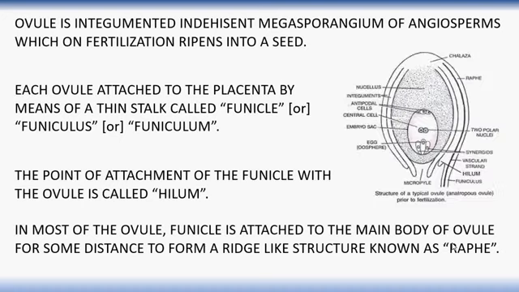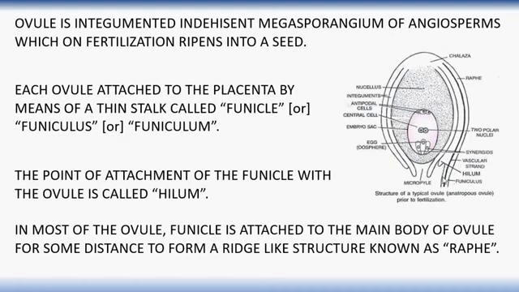Let's see the diagram. So it is a photograph of an ovule. The ovule is attached to the placenta. It is a parenchymatous cushion-like structure on the inner wall of the ovary called placenta. On that placenta, the ovule is attached through a stalk. This region is called funiculus or funicle or funiculum. And the point of attachment of this funicle to the ovule body, that region is called hilum.